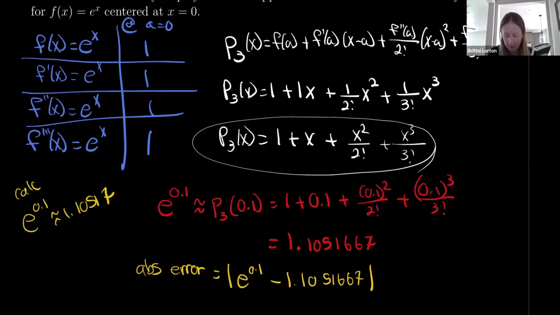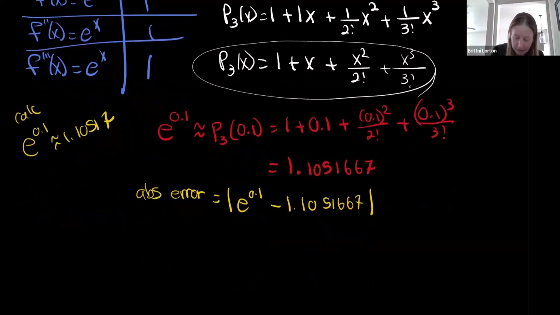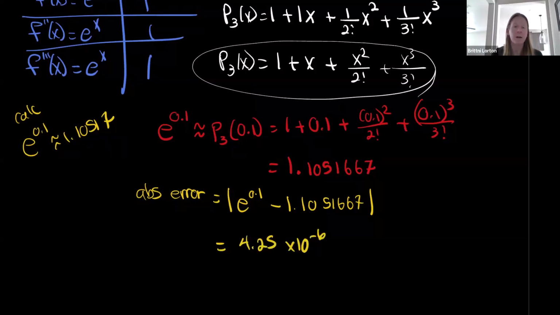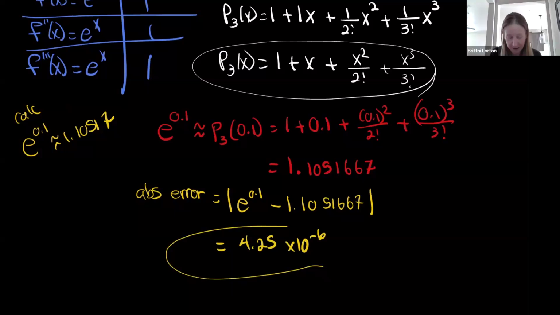And so then for that error, I'll do that minus the 1.105167. And I ended up with an error of, ooh, let me write it. Sorry, I ended up with an error of 4.25 times 10 to the negative 6. Okay, so that's really not that bad, right? It's pretty good. I'd say that's a pretty solidly good estimation. Cool.